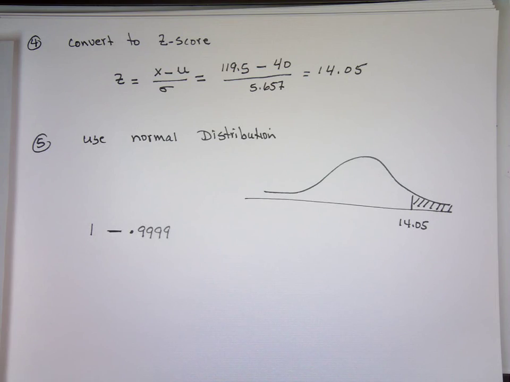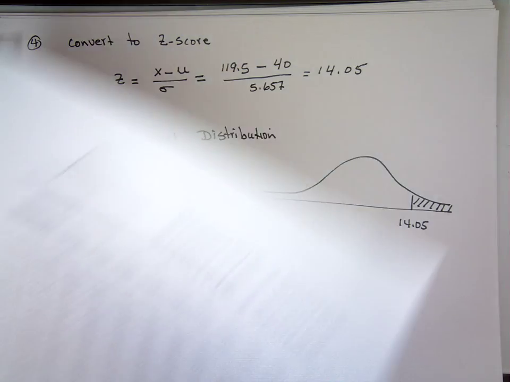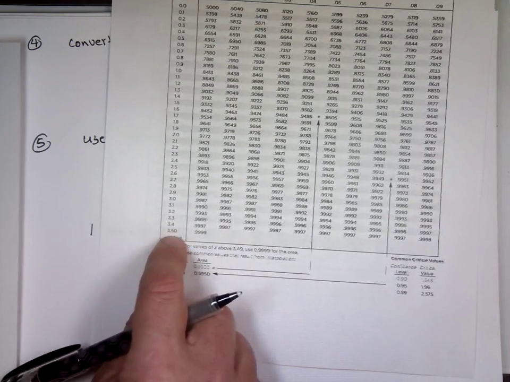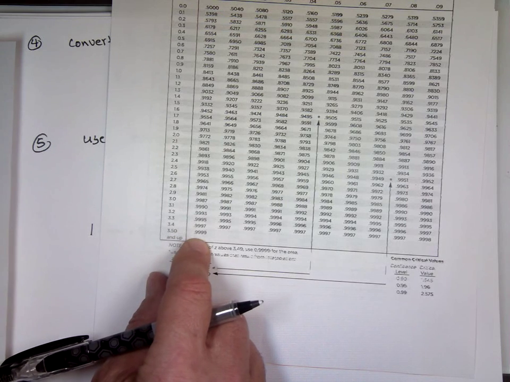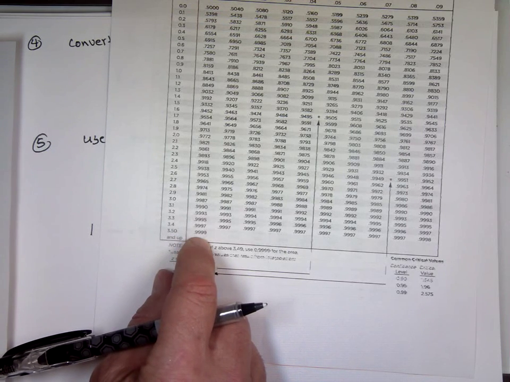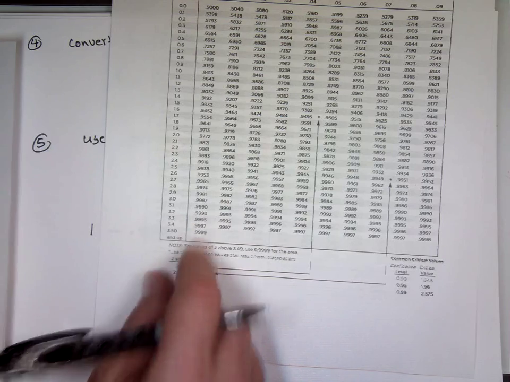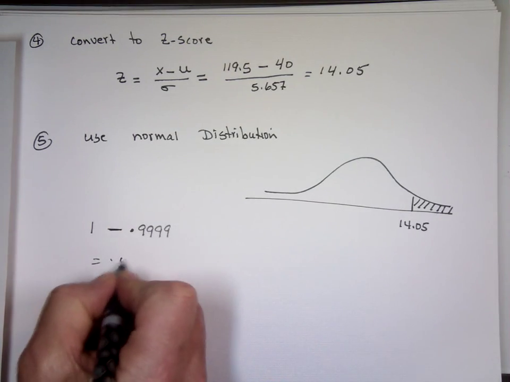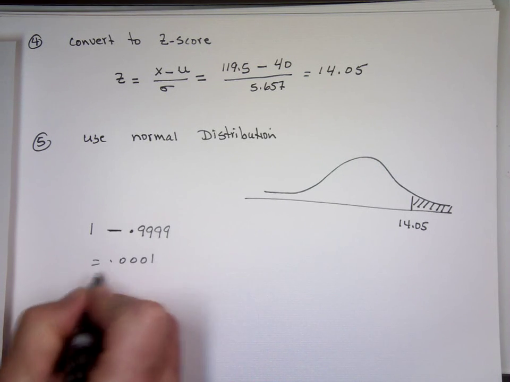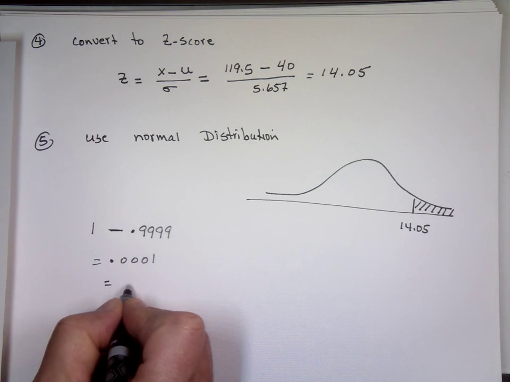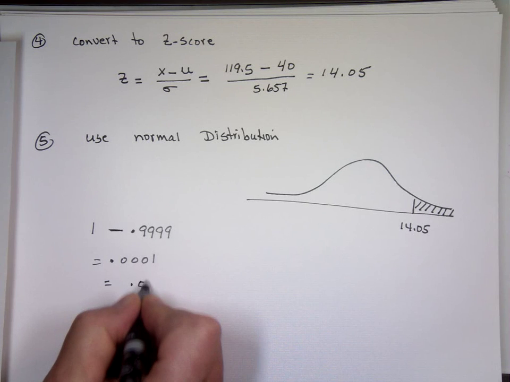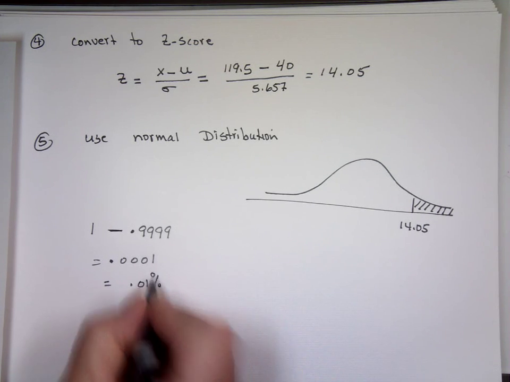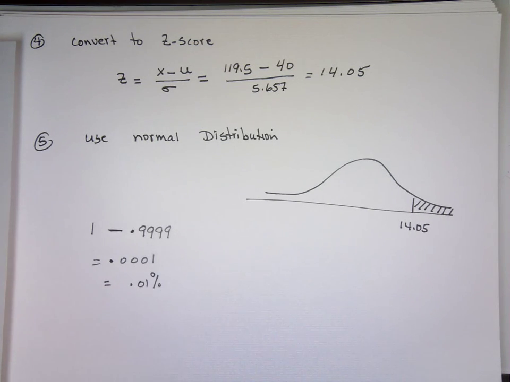It says if the z value is 3.5 or higher, use 0.9999. That's the area to the left. So what's the answer? 0.0001. So you have 0.01%, 1/100th of a percent of getting a score of 120 on that test or higher.